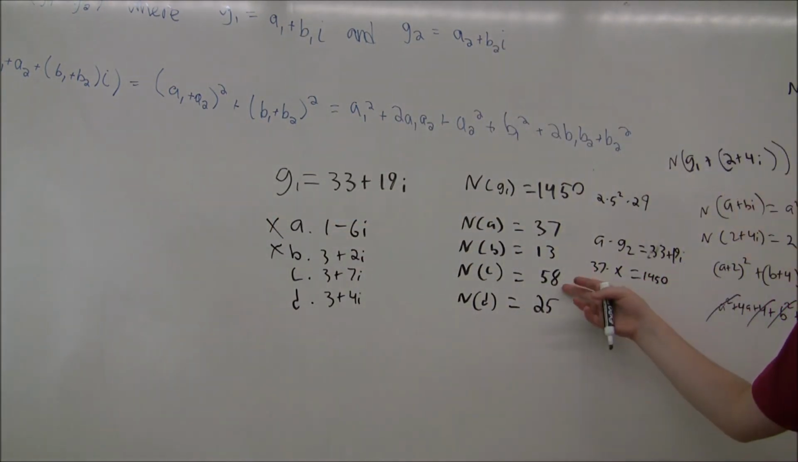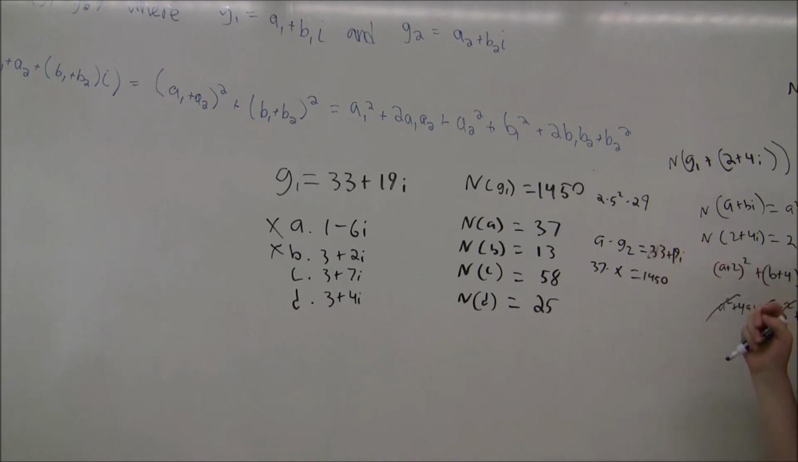Now, 58, however, does divide. So we know that we need a number with a norm of 25 that will give us 33 plus 19i. Multiplying by 5 won't do it, and the only other thing with a norm of 25 is 3 plus 4i in some form. It could be 3 minus 4i, it could be minus 3 plus 4i, but something with a 3 and a 4. So we'll take it.